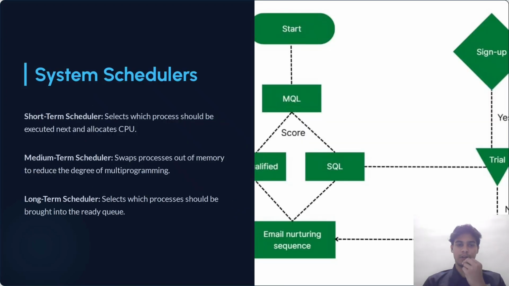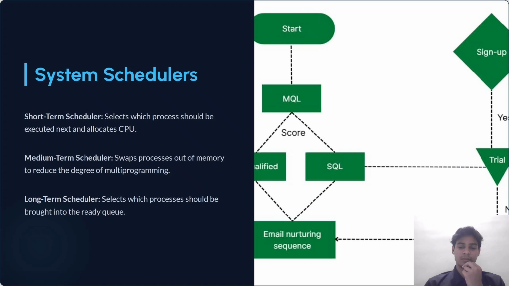System schedulers. The short-term scheduler selects which process should be executed next and allocates the CPU. The mid-term scheduler swaps processes out of memory to reduce the degree of multiprogramming. The long-term scheduler selects which processes should be brought into the ready queue.